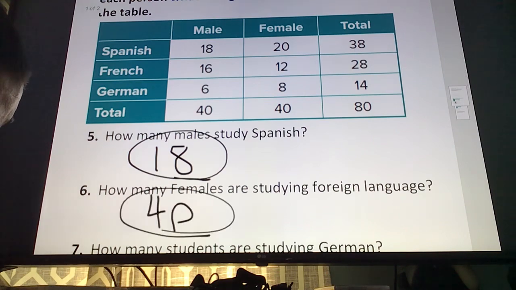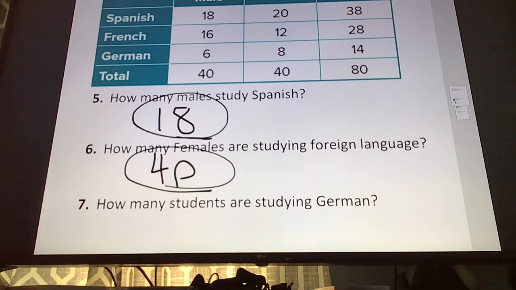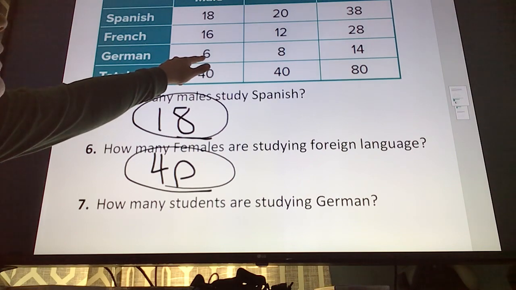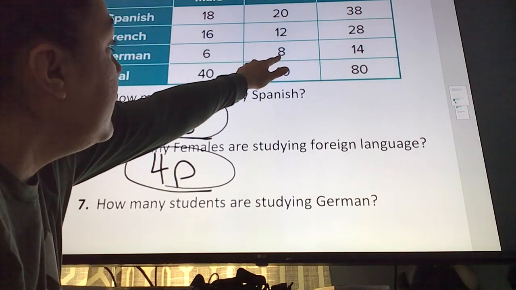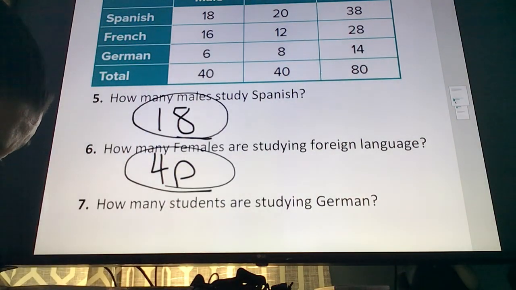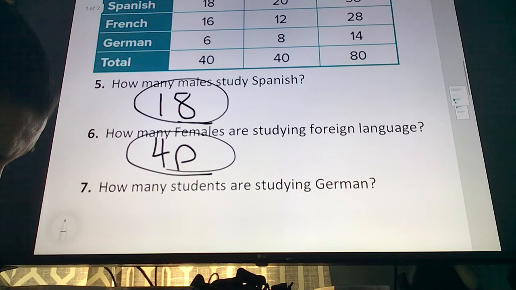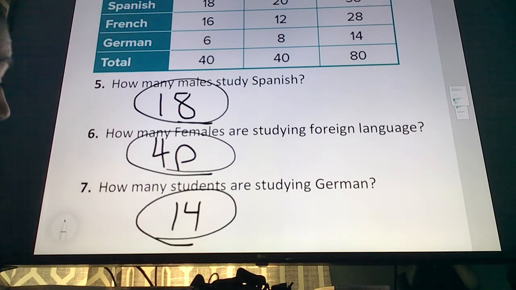Okay, and I apologize because I know it sucks on the iPad, but how many students are studying German? Okay, so we see here that 6 males are studying German, and then I got 8 females that are studying German, so that's going to give us a total of 14. So this is going to be 14. Okay, so that's how you read a frequency table, and making them is not that much different.